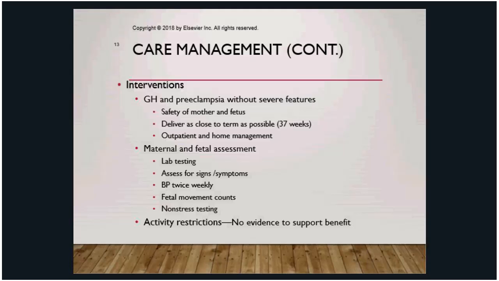Gestational hypertension and preeclampsia without severe features. Safety of the mother and the fetus is most important. So deliver the baby as close to 37 weeks as possible, and they're treated outpatient with home management. Maternal and fetal assessment and lab testing are done, and assess for signs and symptoms.